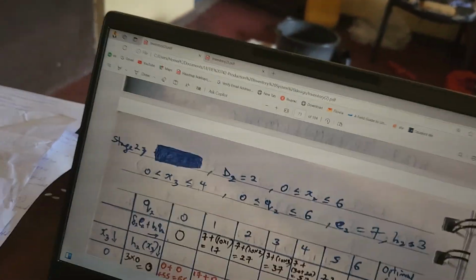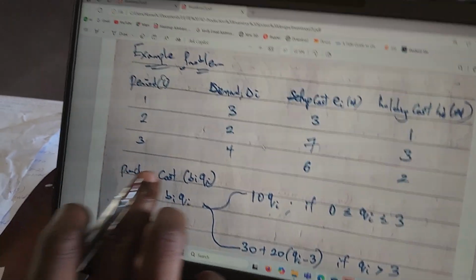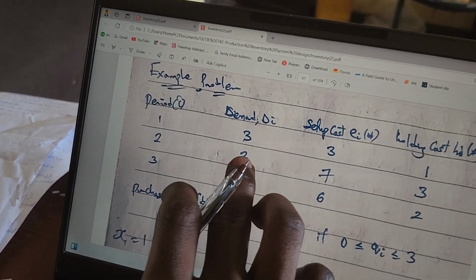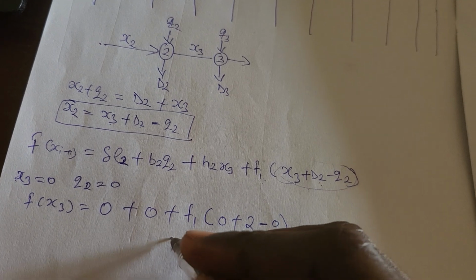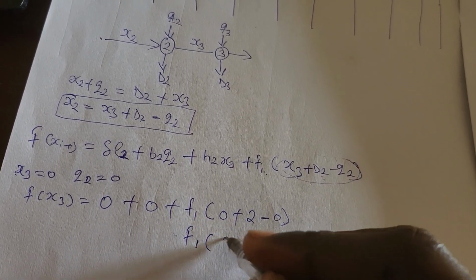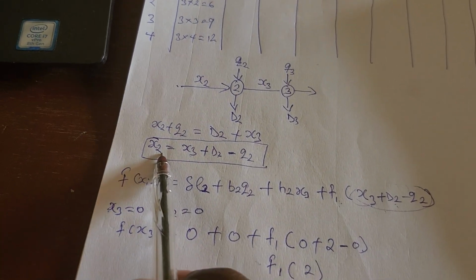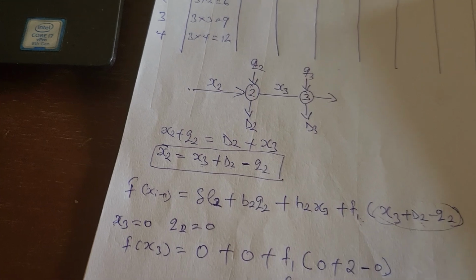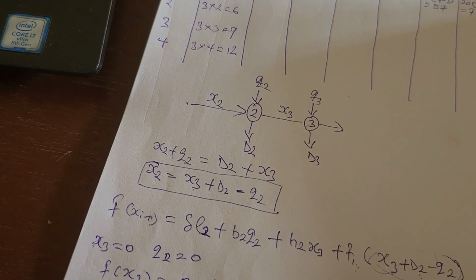My demand here is what? The demand in period 2 is 2. So I need to populate 2 here. Minus my Q is 0. You understand? So it is equal to F of 1, 2. So when X2, because everything here is the same thing as X2. You understand? When X2 is equal to 2, what's the answer? When S2 is equal to 2, what do we get? 55. So our answer here is 55.